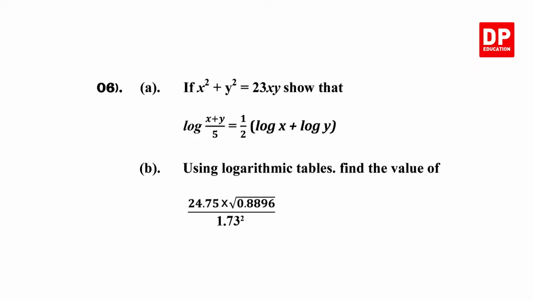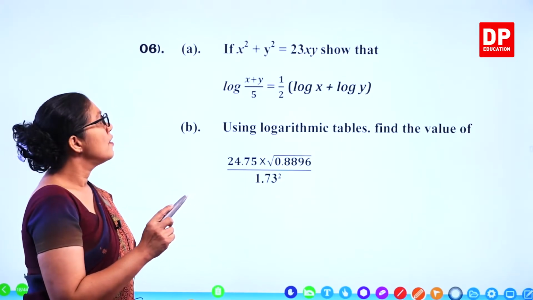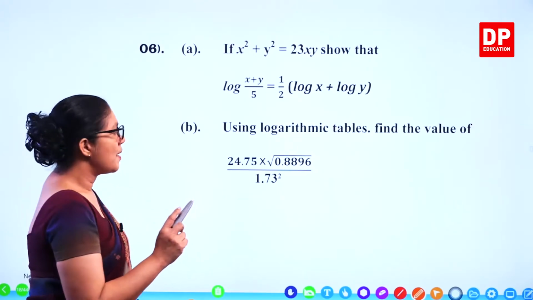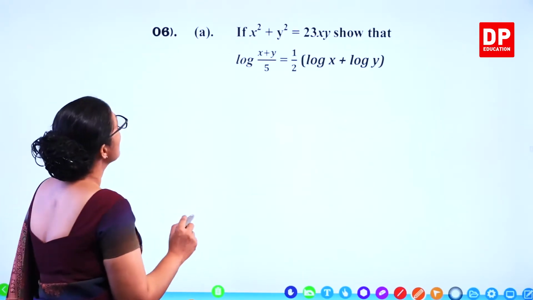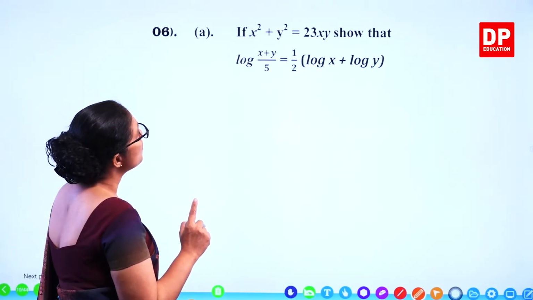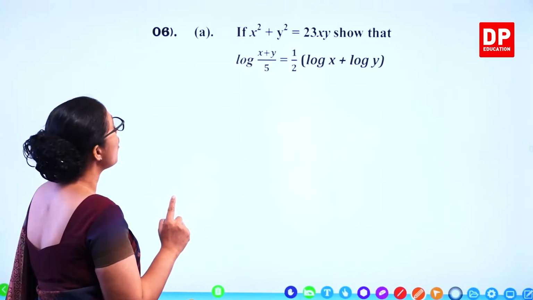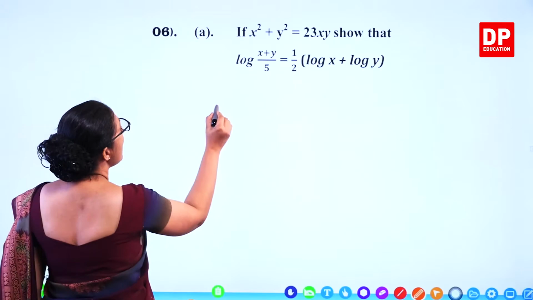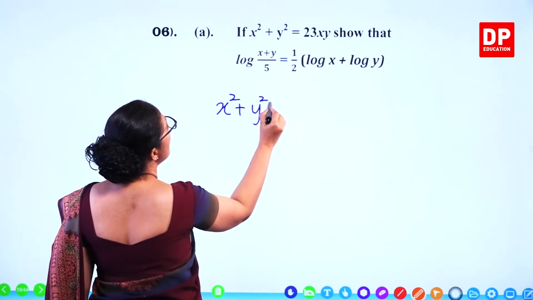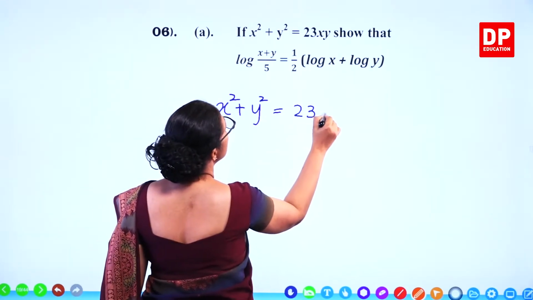Question number 6. Logarithms are there. First part you have to use laws of logarithms, and the second part logarithmic tables. If x squared plus y squared is 23xy, show that log of (x plus y) over 5 is half of (log x plus log y). So x squared plus y squared is equal to 23xy.